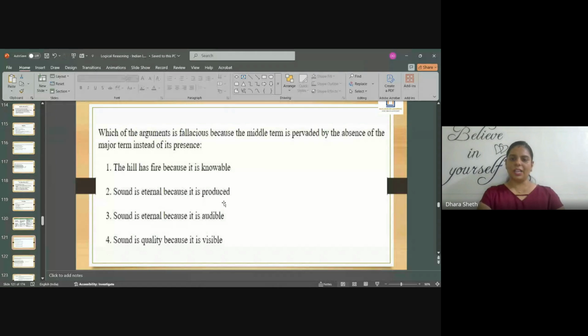Which of the arguments is fallacious because the middle term is pervaded by absence of major term instead of its presence? Middle term is pervaded by the absence of major term. In which policy? Viruddha Hetvabhasa. So what happens in Viruddha Hetvabhasa? It proves the opposite because major term is absent. The opposite of major term is present. So the answer is sound is eternal because it is produced. Memorize it. Memorize, memorize, memorize.